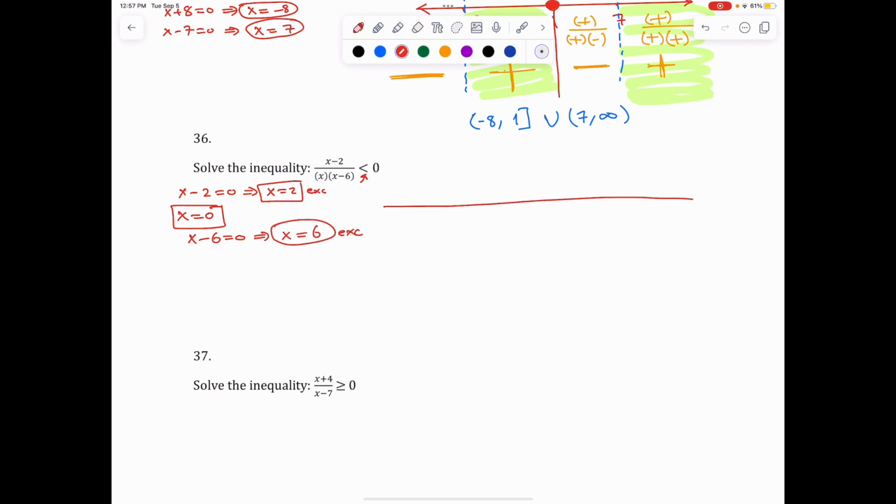Now, the open number line. I will begin with the smallest number, which is 0, and then 2, and then 6. All of them are excluded. So I'll put a dotted line here, a dotted line there, and a dotted line there as well. I will pick testing points before 0, or less than 0: -1.